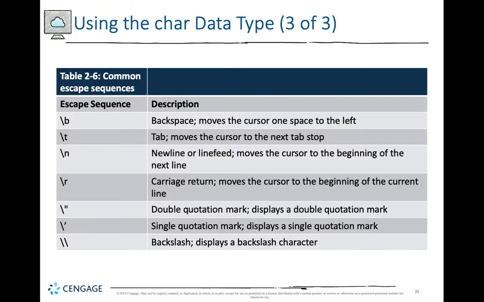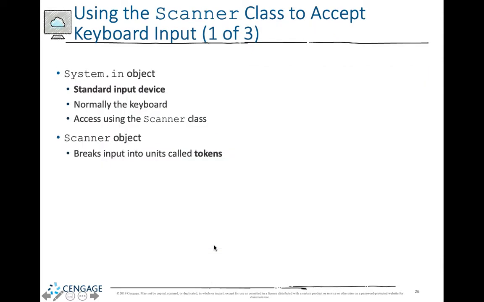All right, so yesterday we left off talking about the data types. And we're using the char data type. And so we looked at the escape sequence, the tab sequence, the new line, the carriage return, how to escape a quote, a single quote, and how to add backslashes. All right. What we're going to look at now is the system in object.